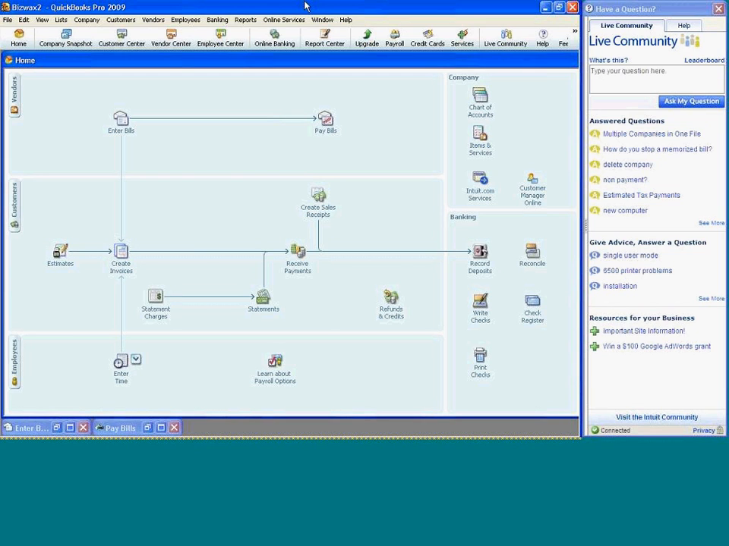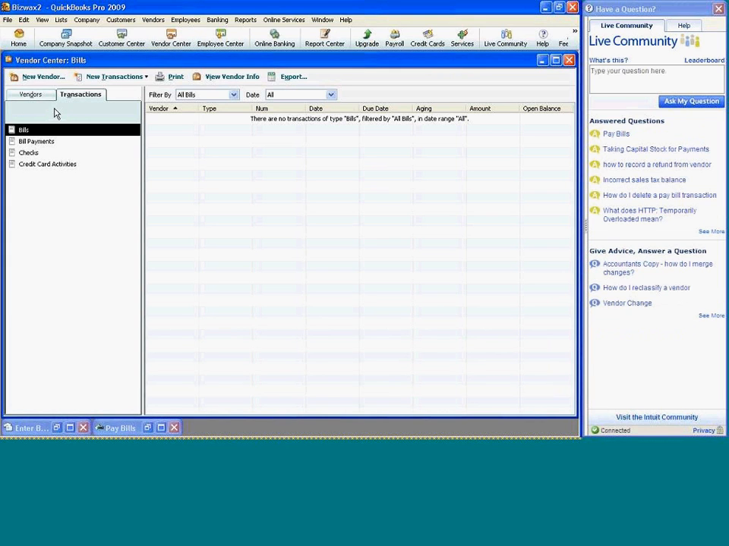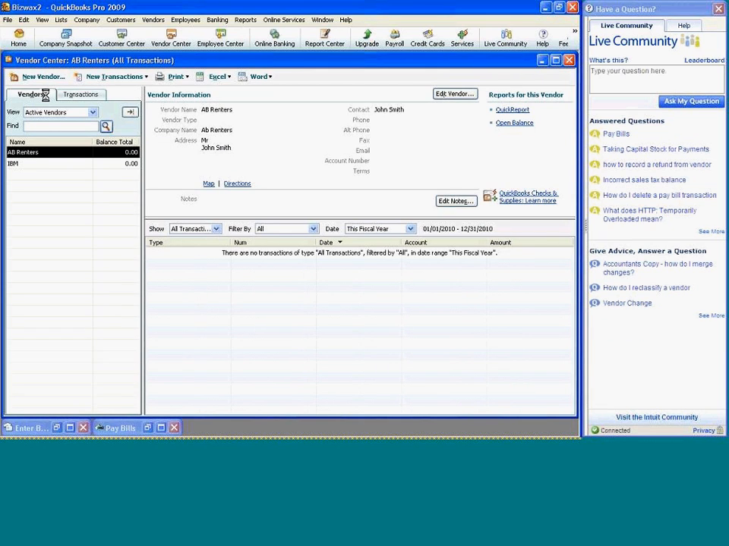Right now, I have two vendors in it. Here are the vendors. One is AB Renters. They rent the space to the company. The other is IBM. They provide the computers that the company uses. It's a very small company, but I'm showing the ideas for you to understand what's going on.